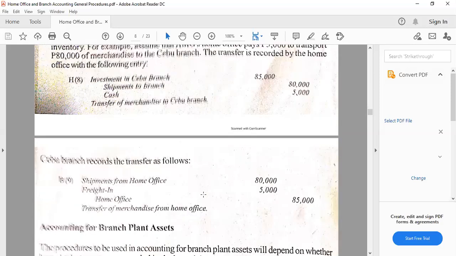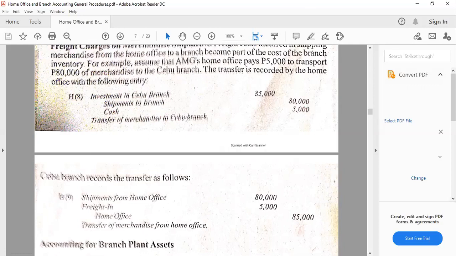Then another one, if the Cebu branch reports the transfer, then it will have debited the shipments from home office 80,000 and would be debiting freight in 5,000, crediting home office 85,000. What is the learning point here? This actually means that for freight, that is going to be an addition to the investment made by the home office, but for the sake of the Cebu branch, that is treated as a cost of sale item. So freight in, just like something that is to be added to the cost of the shipment.